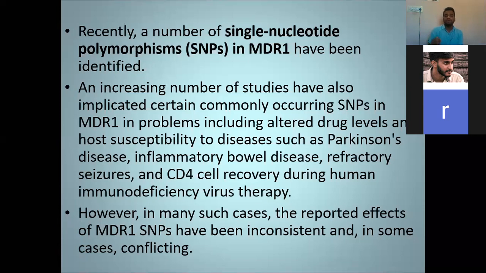Yes, sir. So what does this mean again? This means that the initial drug that you are giving is getting effluxed and it's not working. So that is why the refractory seizure is happening. The seizure is going refractory, not responding to the treatment. So refractory seizure, Parkinson's disease, inflammatory bowel disease, even the CD4 cell count in an HIV patient during recovery, all these conditions involve this P glycoprotein.